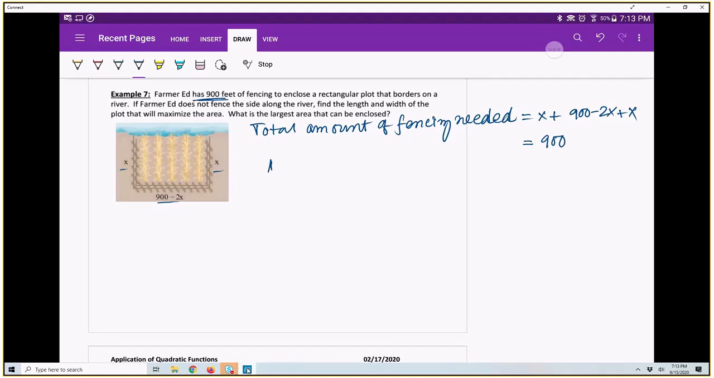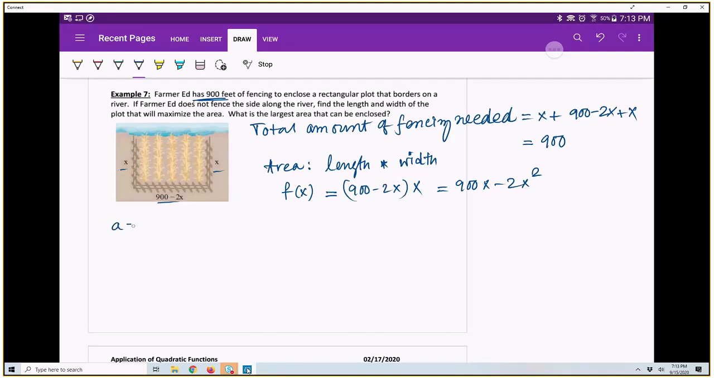Now, what is the area of this rectangular field? Remember, the area is the length of the field times the width of the field. So for us, the area, if we consider that as a function of x, should be equal to, length is 900 minus 2x, and the width of the field is x, which, if I distribute the x, I get 900x minus 2x squared. Now, if you look at this thing, this is a quadratic equation. So the graph of this thing is going to be a parabola.